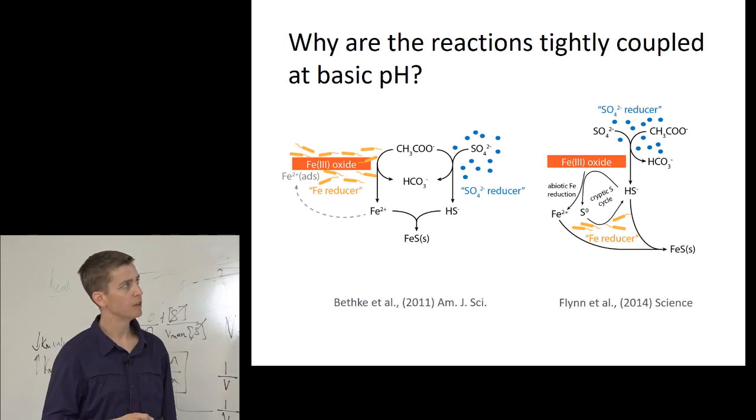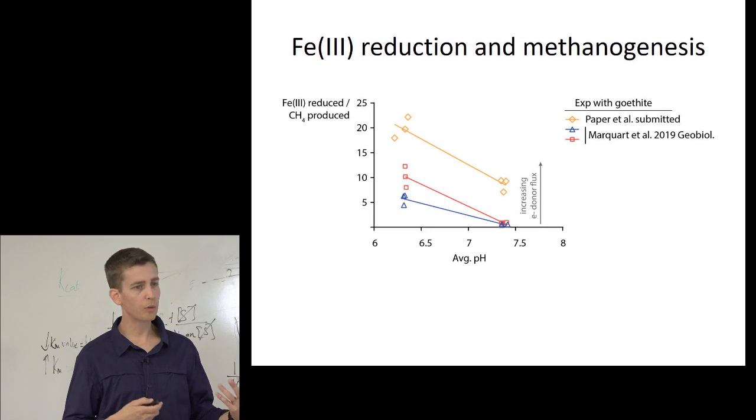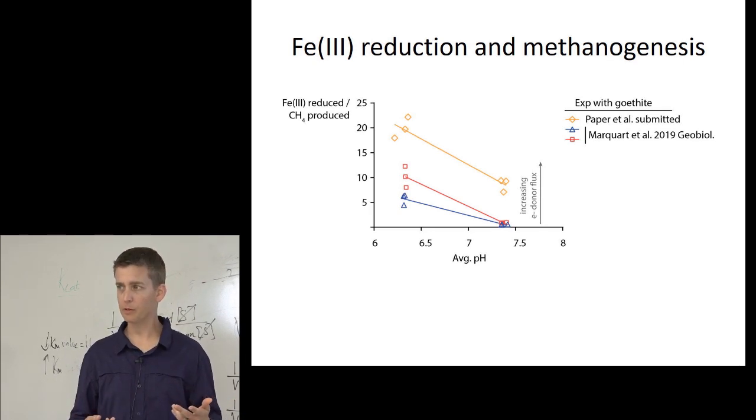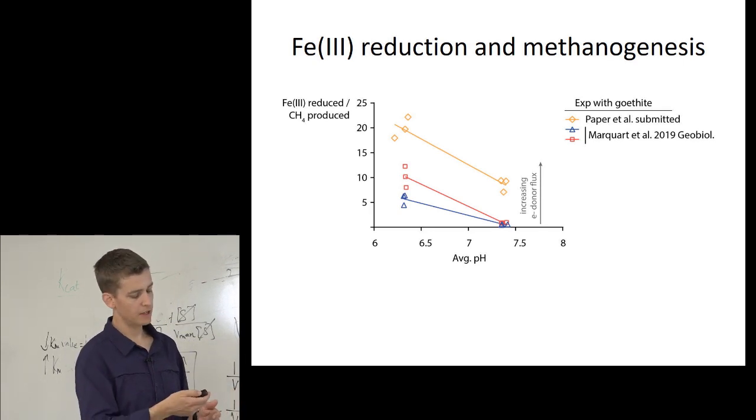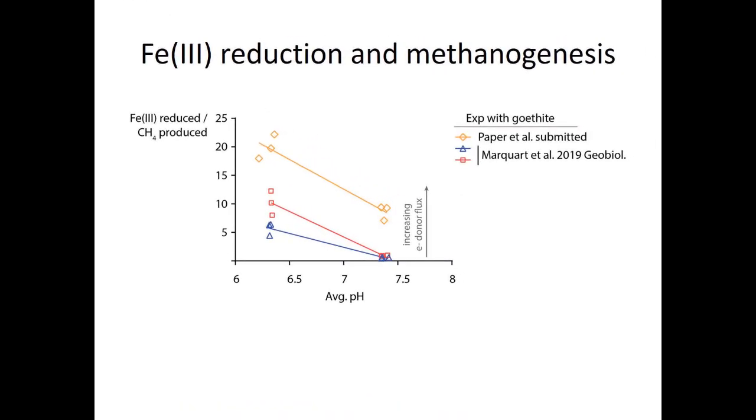sulfate. Let's take a look at environments that don't have sulfate. Here we have interactions of iron-reducing microbes and methanogens. And again, we see that the proportion of iron reduction relative to methanogenesis drops as pH increases. Again, that's consistent with our hypothesis about pH.